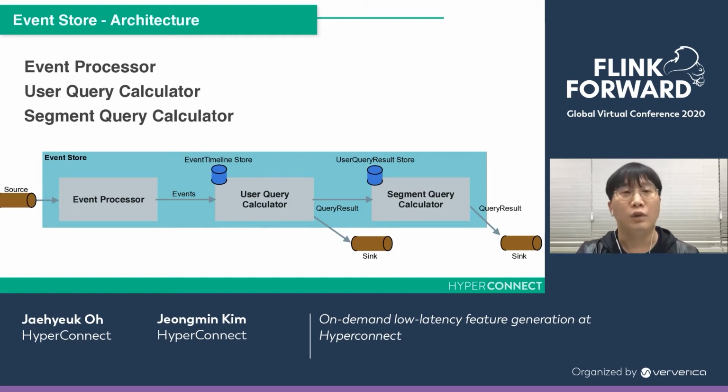Implicit or delayed events are also necessary for timely responses, because a user's inactivity is often a strong implication that they are dissatisfied with our service. The event processor supports these functions. The generated event is passed to the query result calculator to get the result. Then each calculator stores event timelines, calculates the query results, and sends them to the sink.